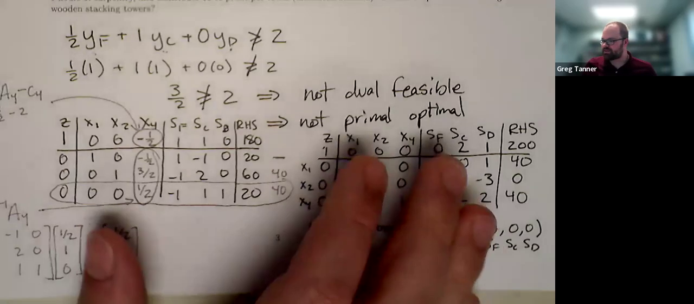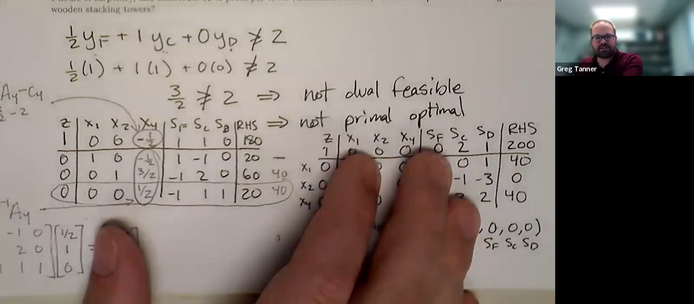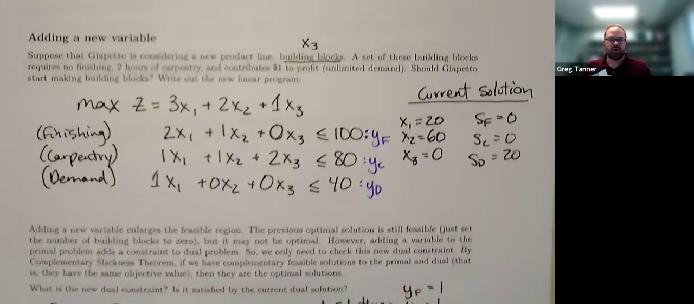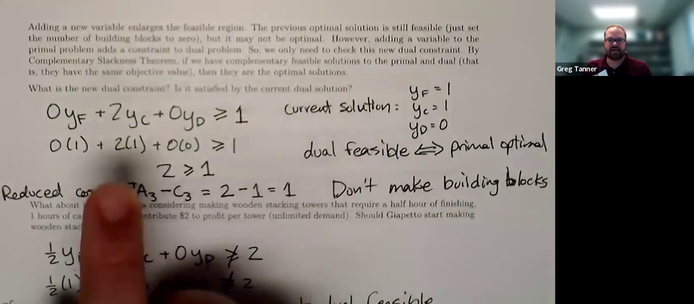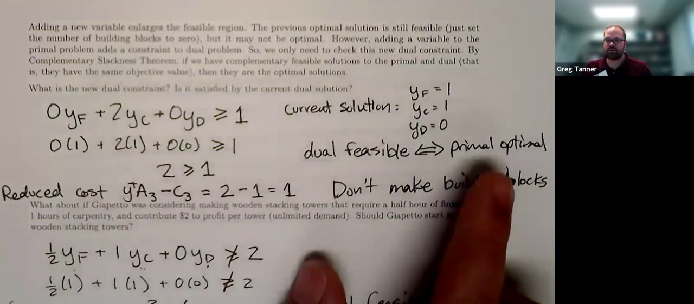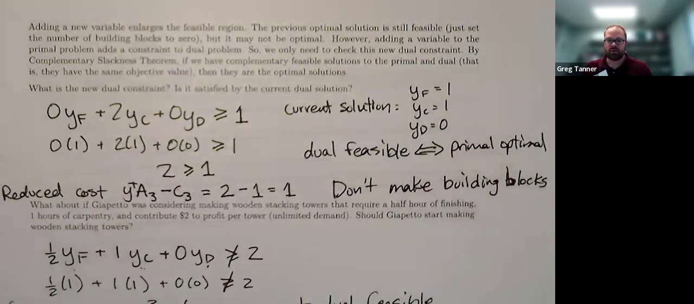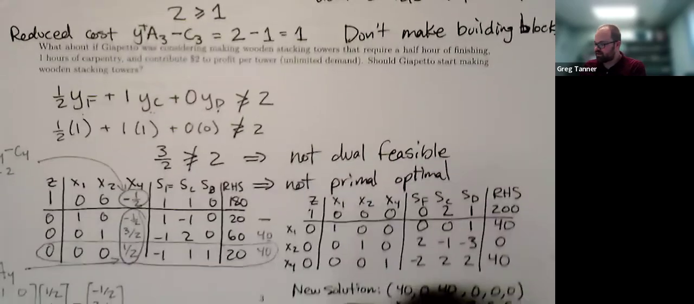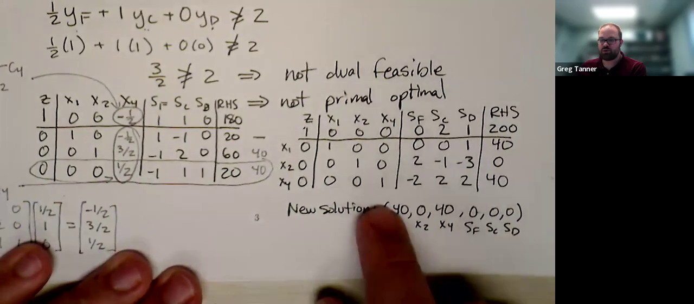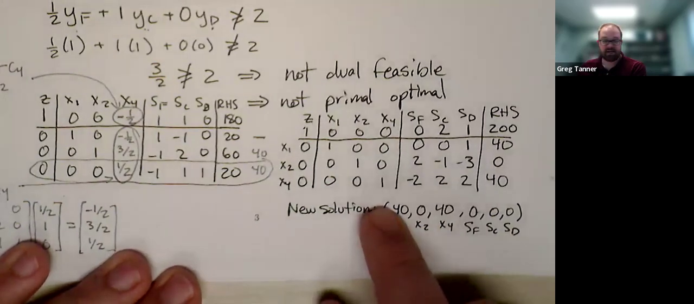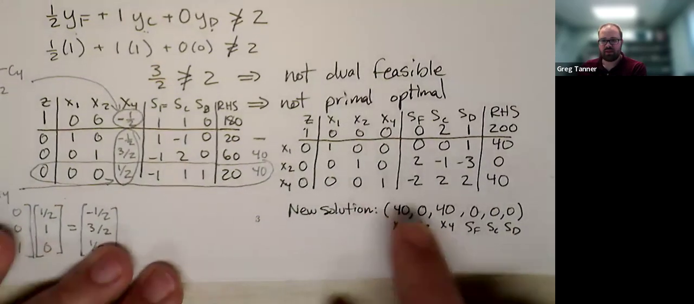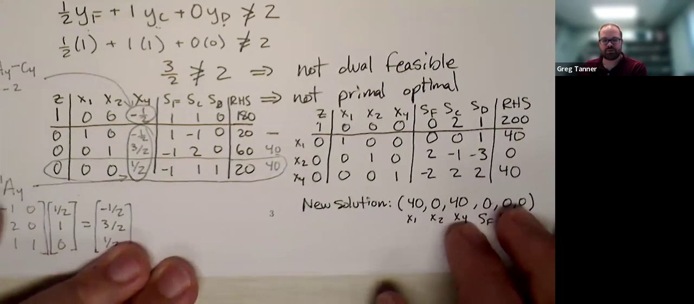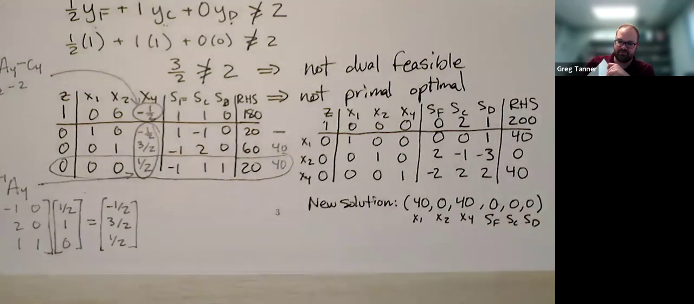So that sort of summarizes everything you've got to do or consider if you're introducing a new variable. Some variables will satisfy the dual constraint, and so they'll be primal optimal. You don't have to do anything. Don't make any building blocks. But in this case, our conclusion is that we do want to make the stacking towers. They have enough profit relative to the resources that they use. That's it for this video.